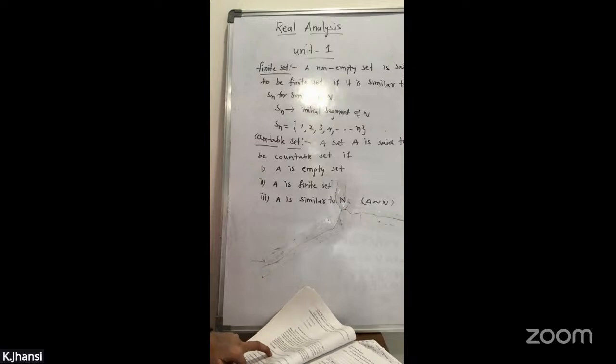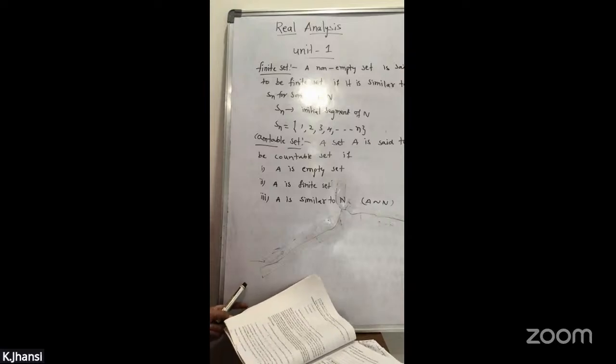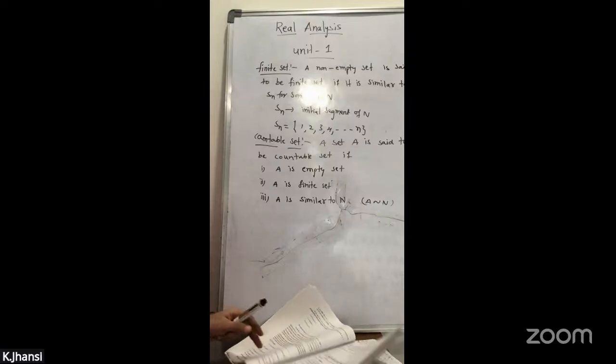Root 2 is not a rational number. Okay. So we have to prove that root 2 is not a rational number. We know that a rational number means it will be in the form of P by Q, where P and Q are integers such that Q is not equal to 0. Okay. So with the help of the definition of the rational number, you have to show that root 2 is not a rational number. Okay. So these are the three important theorems in the first part.